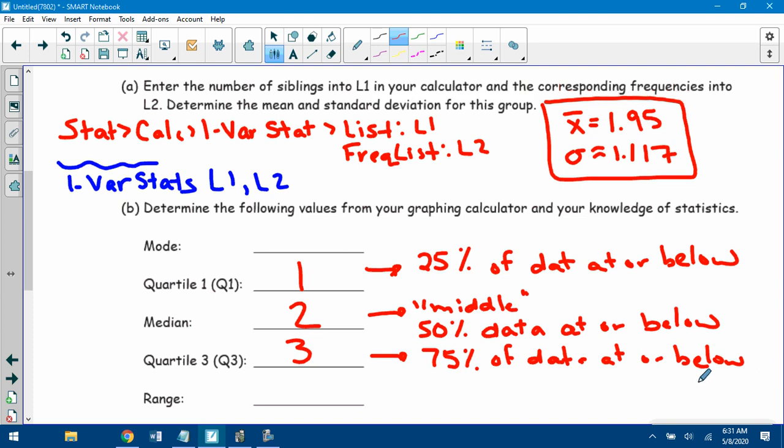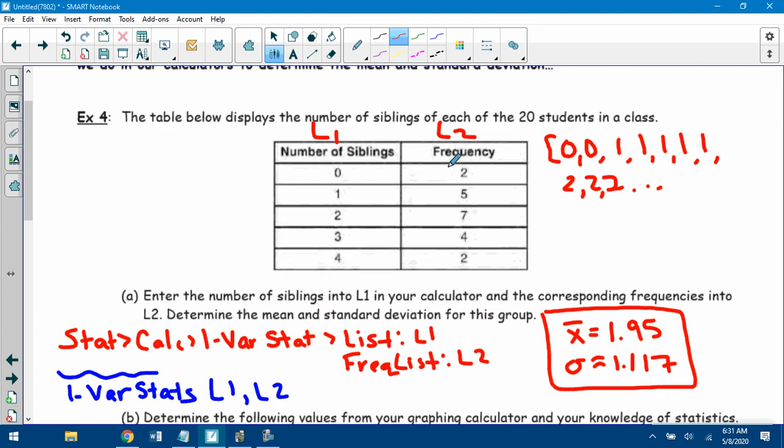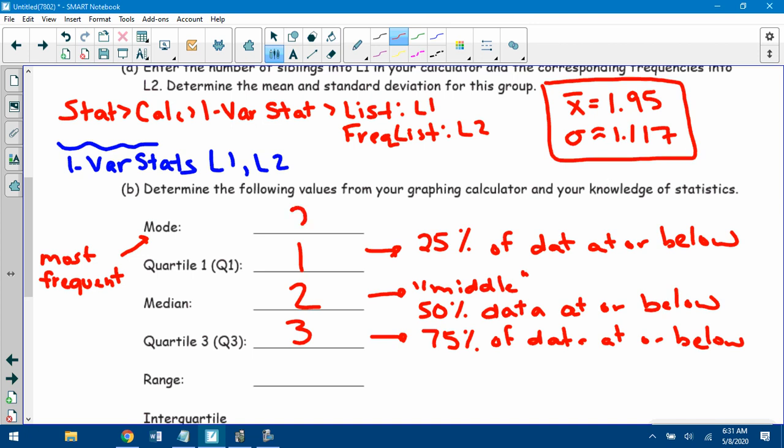Now what does mode mean? You've definitely heard that word before. Mode means most. It's the most frequent data value. And you can have more than one mode because there can be a tie for which value occurs the most. But if you look at a frequency chart, you're looking for the highest frequency. 7 occurs more than anything else. So the number of 2 siblings occurs 7 times. That's the mode. If I listed it out, there'd be the most 2s. So 2 is the mode.